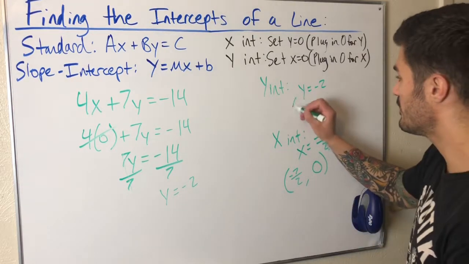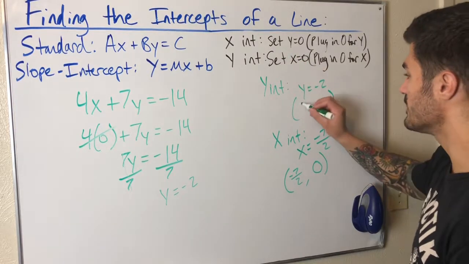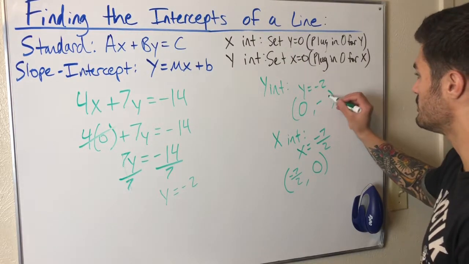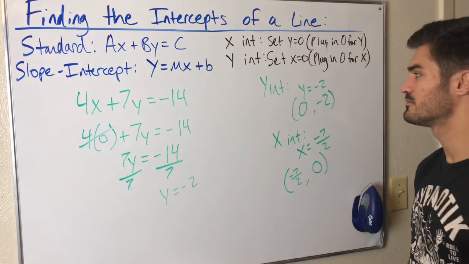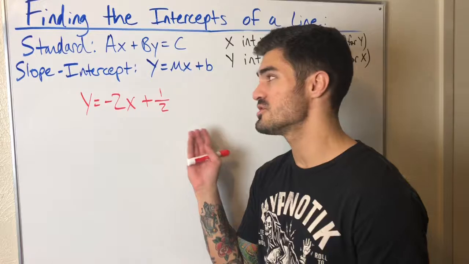And what is this on the Cartesian plane? Let's see, we plugged in 0 for x, so the x is 0, and we got negative 2 for the y. All right, now we have another example, this time again in slope-intercept form.